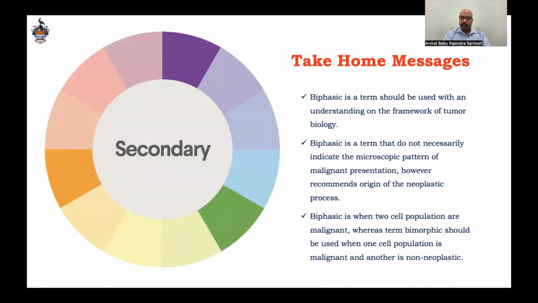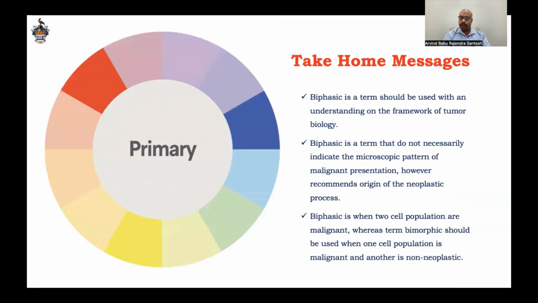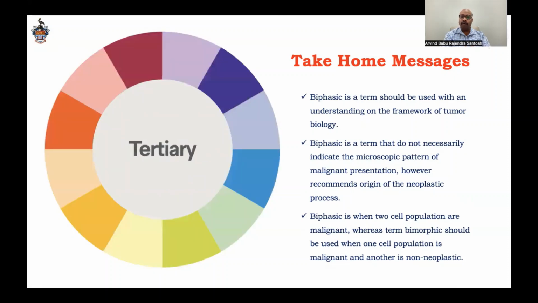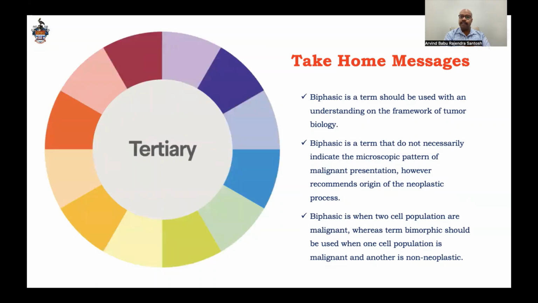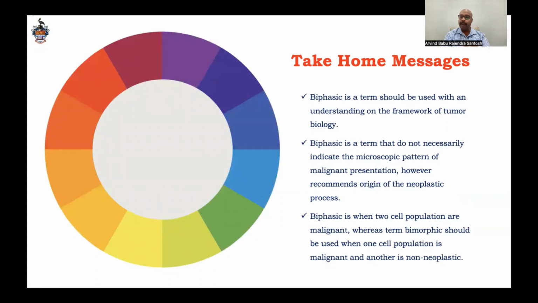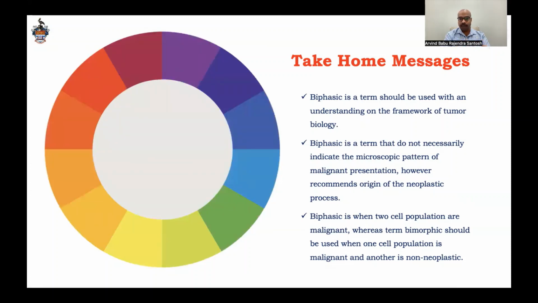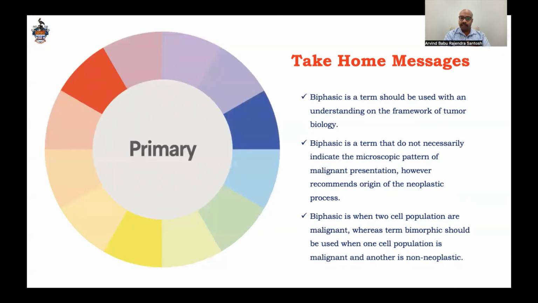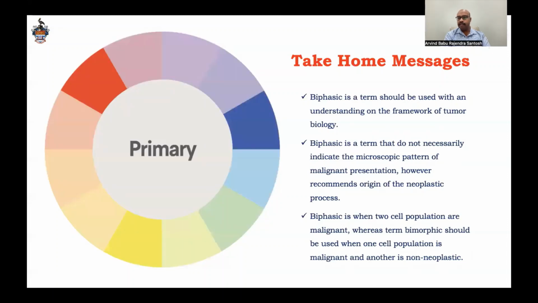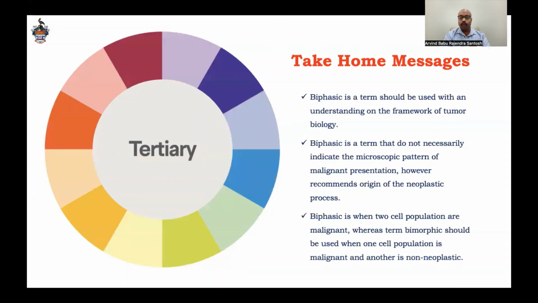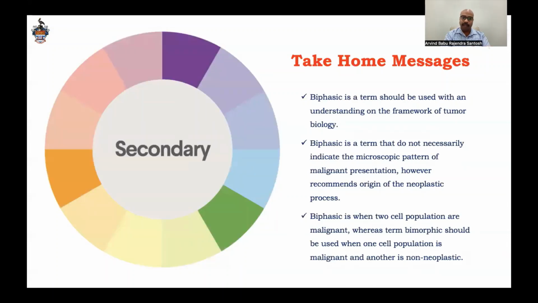So my take-home messages for this presentation are: biphasic is a term that should be used with an understanding of the framework of tumor biology. And biphasic is a term that does not necessarily indicate the microscopic pattern of malignant presentation, however, it recommends the origin of the neoplastic process. Biphasic is a term to be used when 2 cell populations are malignant, whereas the term bimorphic should be used when one cell population is malignant and another is non-neoplastic.